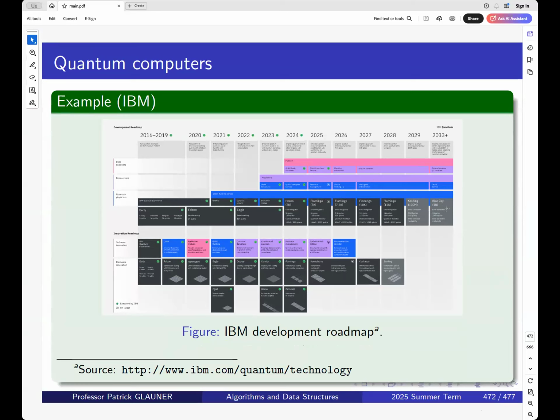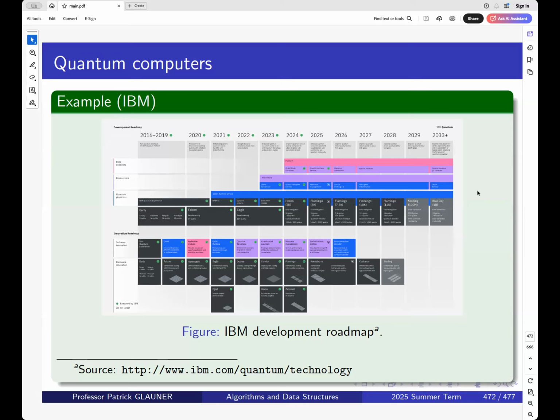And you see in 2033 plus, they want to reach 2000 qubits. We need to see if this happens because it's not just an engineering issue, it's a science issue, and lots of fundamental progress needs to be made. Aside from theory, these things need to be able to be built.